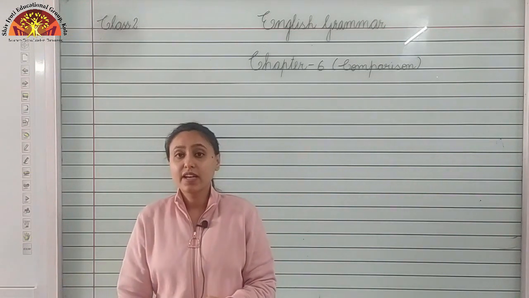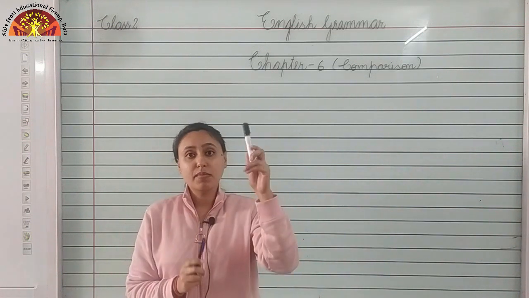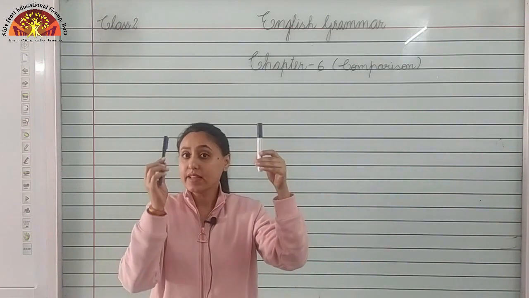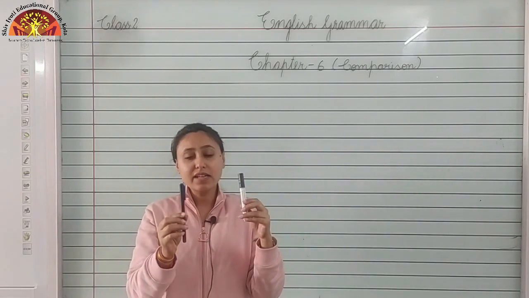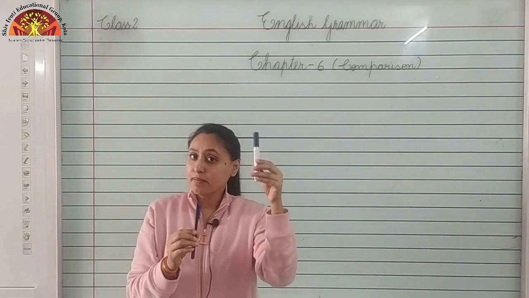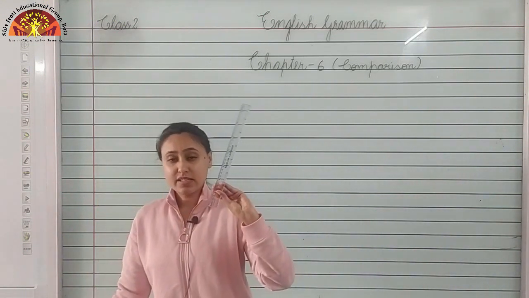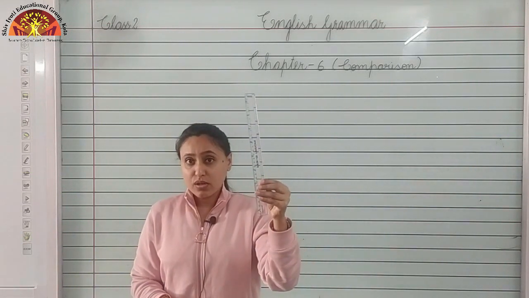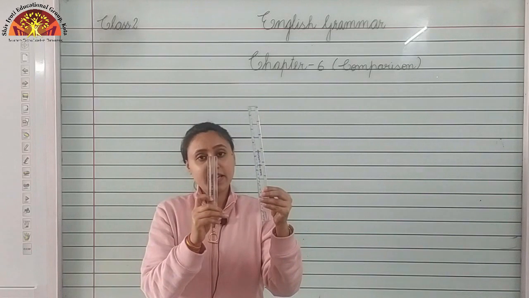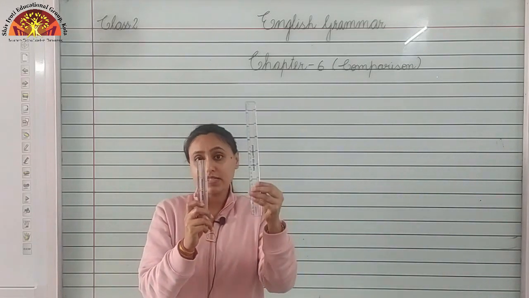Okay. Let us see. Here this is marker, this is pen. So marker is thicker than pen, or we can say that pen is thinner than marker. Okay. Look here, one more example is there. This is scale. So this scale is longer than this scale, or we can say that this scale is shorter than this scale.